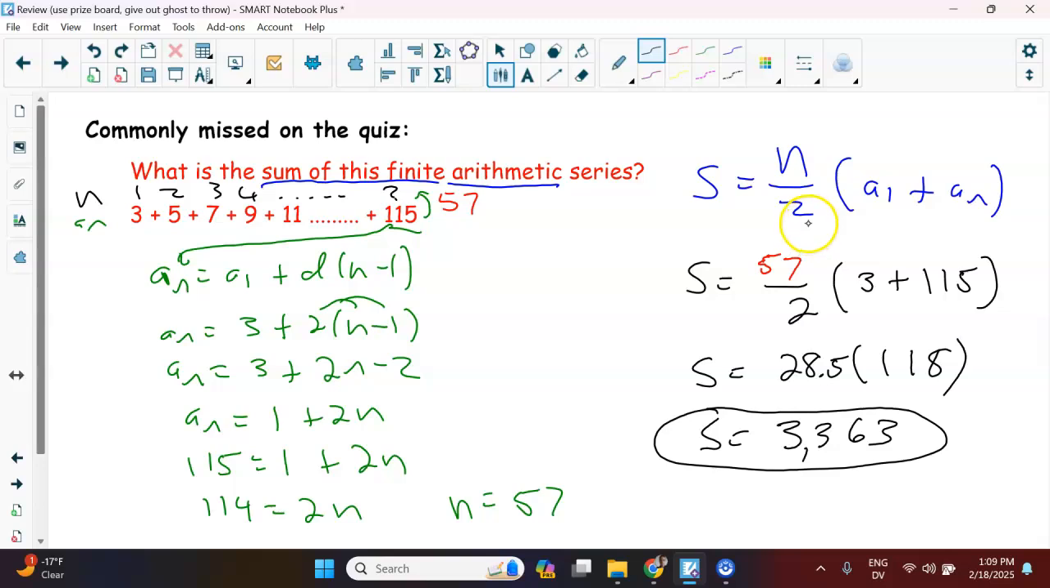Okay, so we had to use a sum formula, but oftentimes if you're missing a piece from a sum formula, you look up on the formula sheet and use the explicit formula.